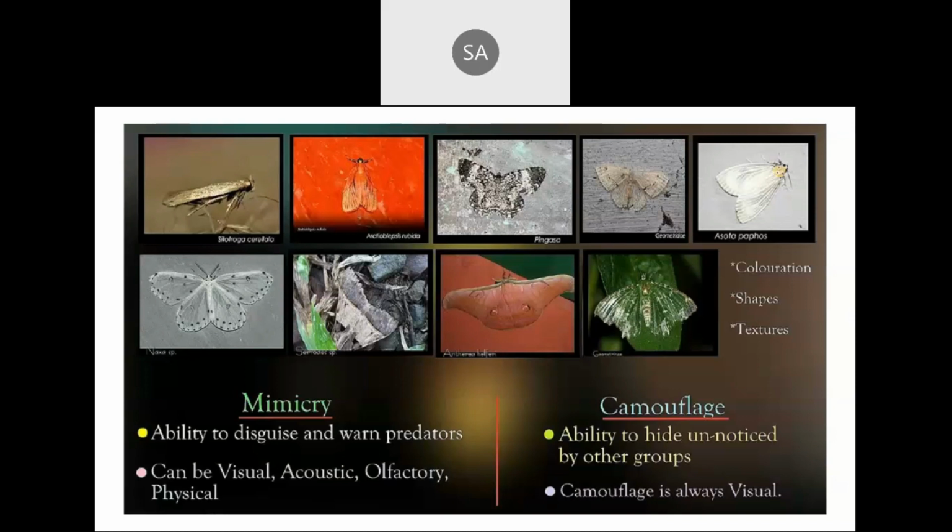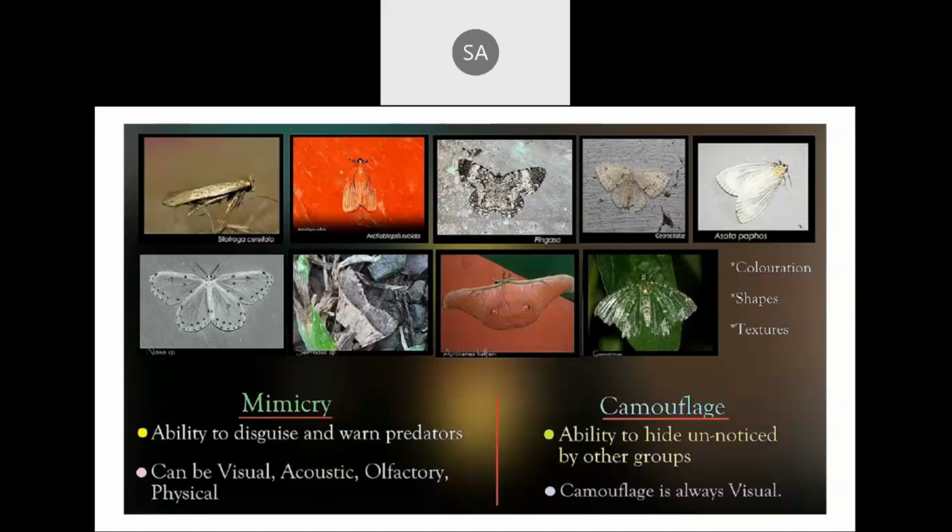So since moths fly at night, their wings might have dull color, which might be evolved, making them very difficult to spot when they rest on tree trunks or leaves. So we can see in the last photo, it is resting on a leaf, but it is very difficult to distinguish that there is a moth sitting.